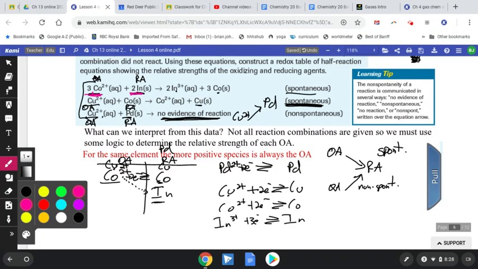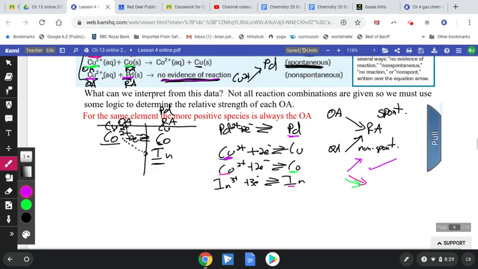Cobalt 2 plus reacts with indium. Yes, that one is spontaneous, downhill. Okay, copper 2 plus reacts with cobalt. Yes, that one is also downhill. That works. Okay, copper 2 plus does not react with palladium. That one is uphill. Good, the table works. Okay, that's how you build a table of relative strengths using just a few reactions.